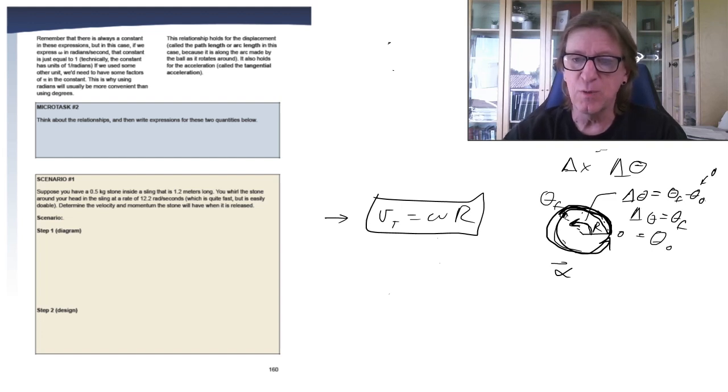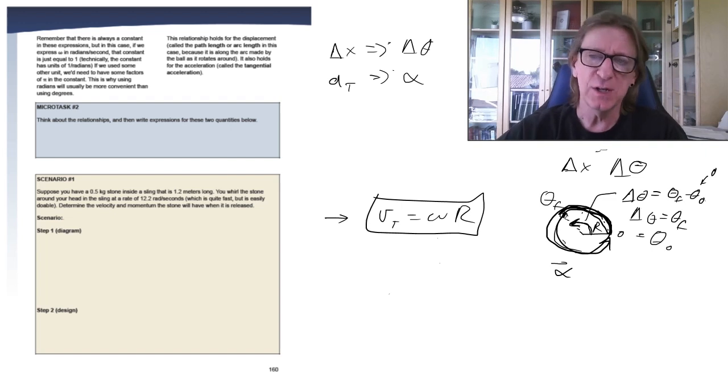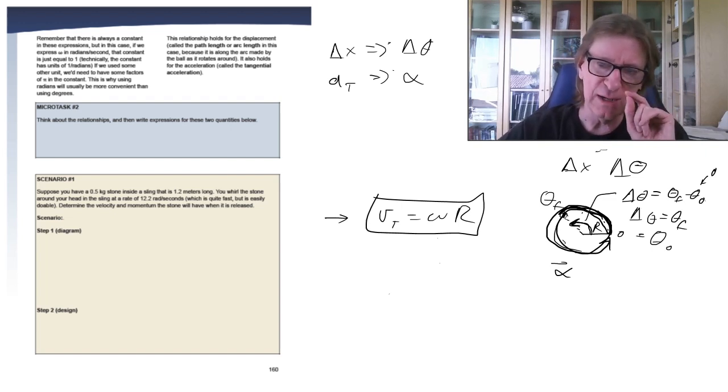So the things I want to find out here are, what is the relationship between delta x and delta theta, and what is the relationship between the tangential acceleration, the acceleration along the track (remember, that t can mean along the track), and the angular acceleration. Pause the video, think about it, and actually write it down. Let's see how you do.